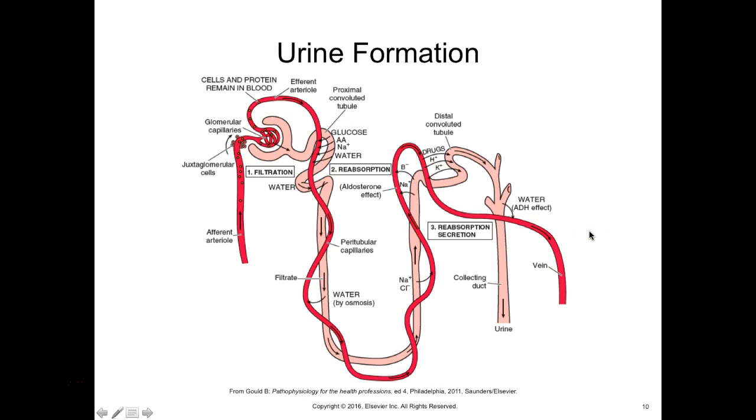All right, urine formation. We have the three processes: filtration, reabsorption, and secretion. So filtration, reabsorption, secretion, those are the three processes of urine formation. So this is just showing you here what's happening in each level during urine formation in the nephron.